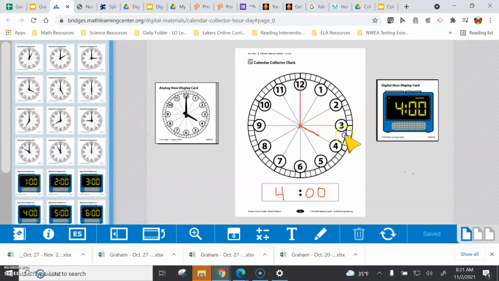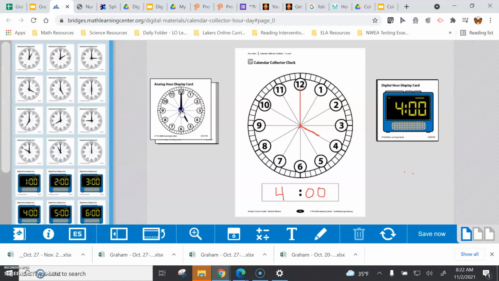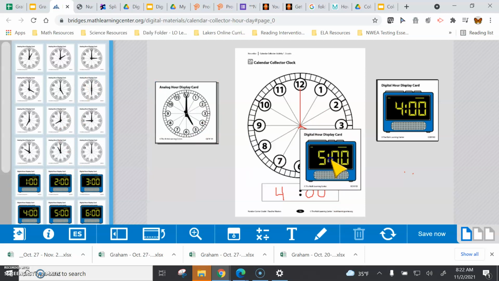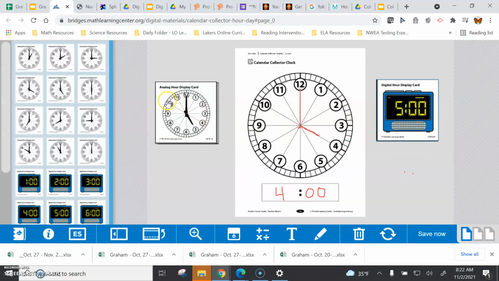We have our calendar collector. Remember, this month we are collecting hours on our calendar. We are adding another hour to our calendar, so now we will have 5 o'clock on our calendar instead of the 4 from yesterday. That means I need to get the card that shows 5 o'clock on the analog clock. Do you see how that little hand is pointing towards the 5? And the big hand is towards the 12. And on our digital clock, 5 o'clock.